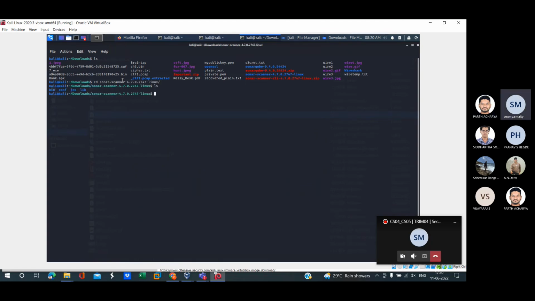Now cd bin. See, now Sonar scanner is here. See. This is a file, I guess. It's not a directory. Now just run sonar scanner, use the up arrow. It works.